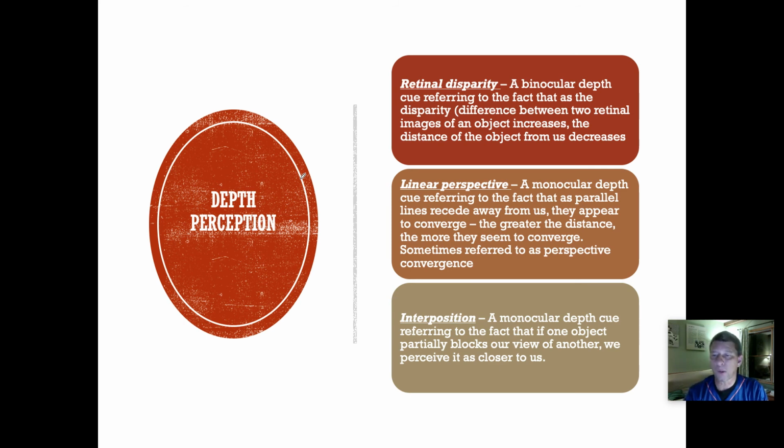There's also a linear perspective, which is a monocular depth cue, meaning one eye. And this refers to the fact that as parallel lines recede away from us, they appear to converge. I'll show you an example of this in the next slide. And the greater the distance, the more they seem to converge. This is sometimes referred to as perspective convergence.